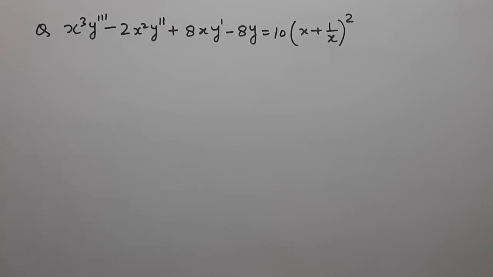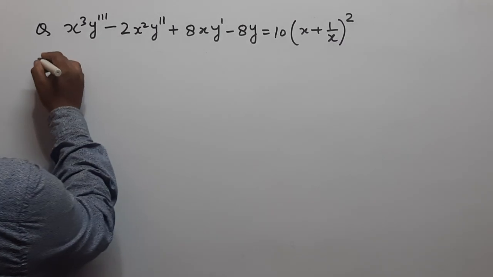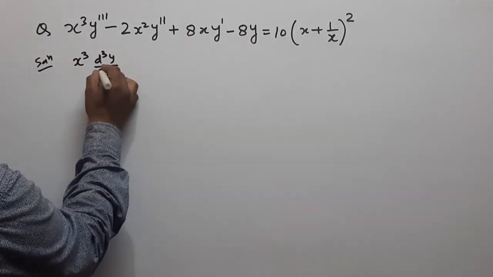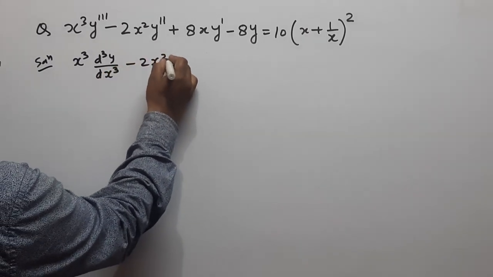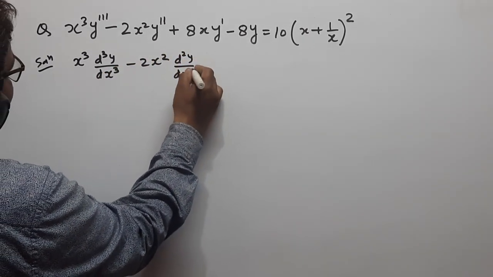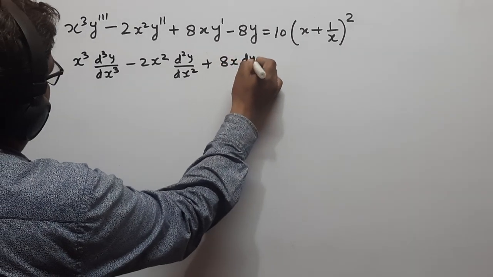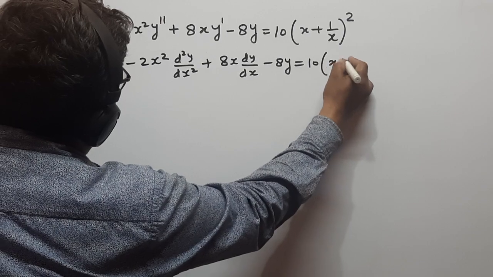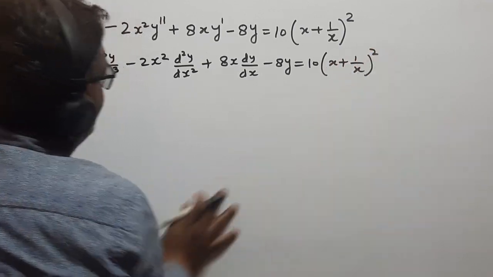Hello friends, now we take one example of a homogeneous linear differential equation of third order. This is the homogeneous linear differential equation of third order. You can see that this can be written as x cube d cube y by dx cube minus 2x square d2y by dx2 plus 8x dy by dx minus 8y is equal to 10 times (x plus 1 upon x) whole square.